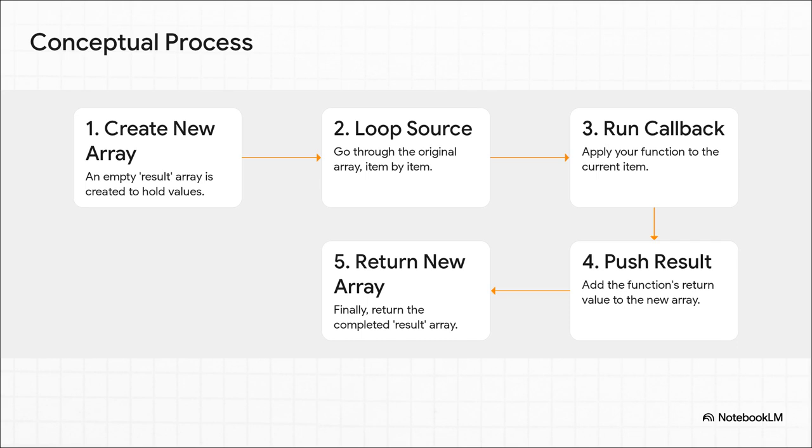Then it goes back, grabs the second item, runs the function, drops the result in the box. And it does this over and over until it's out of items. Finally, it just hands you the new box, all filled up with your transformed data.